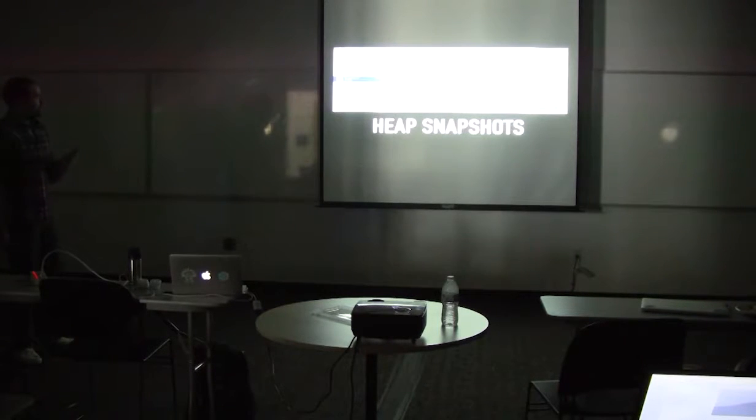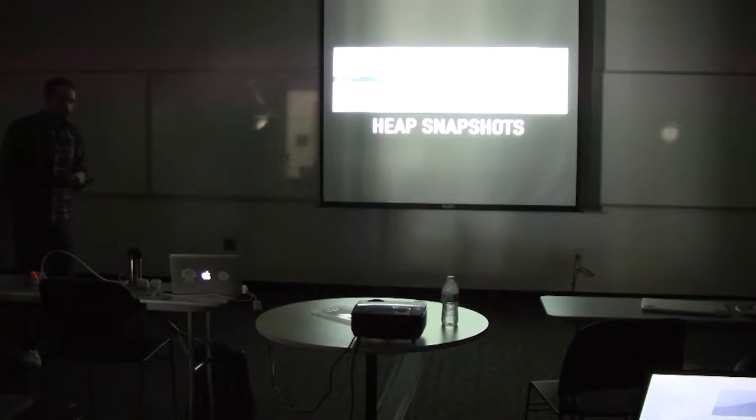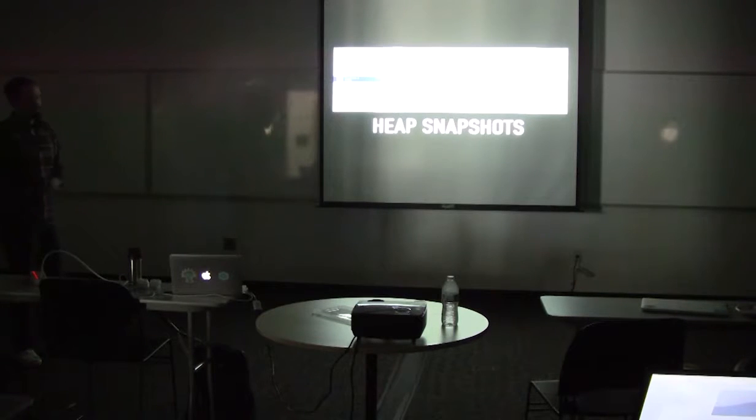Another, probably my favorite one of the Chrome DevTools, is the heap snapshots. This is a way for you to look at all the objects in memory inside of your Electron app, and you can find memory leaks really easily through this. You can see what listeners are getting registered but never unregistered, so they're sitting on the heap, taking up memory, and never being garbage collected.